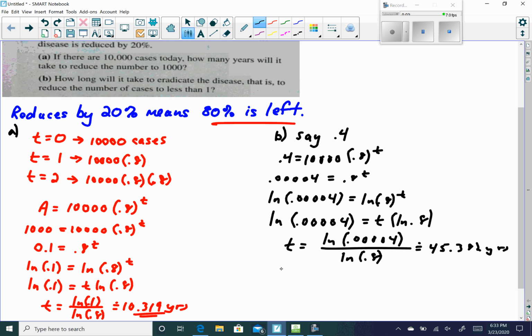Now if we go back, like I said, I just picked a number, so we know it should be less than this because that's just to get it to 0.4. But let's say we did just set it equal to 1. If I set 1 equal to 10,000 times 0.8 to the t, and I solve this the same way I just did, I would get t is approximately 41.275 years. So I could have just gone straight to that, and the answer to part B is that it has to be greater than 41.275 years. We also picked an arbitrary number just to know it shouldn't be any more than this, but it can't be any less than this.